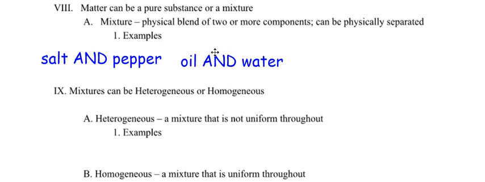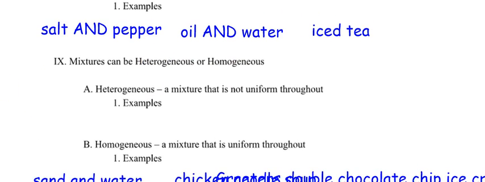Oil and water. So can you pour some oil and water together? You physically put them together. Can you physically separate them? Yes. Here's one I like: iced tea. I love iced tea. So can I physically put them together? I put my tea bag in, I put my water in, I put my ice cubes in, and voila, I have iced tea. Now we can have heterogeneous or homogeneous mixtures.